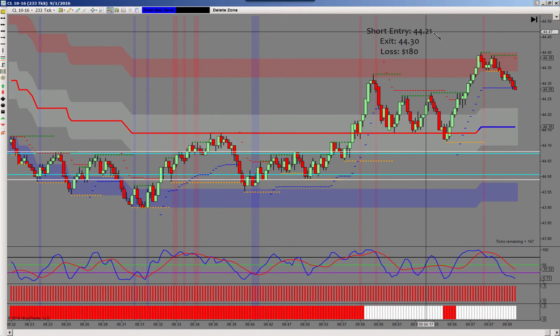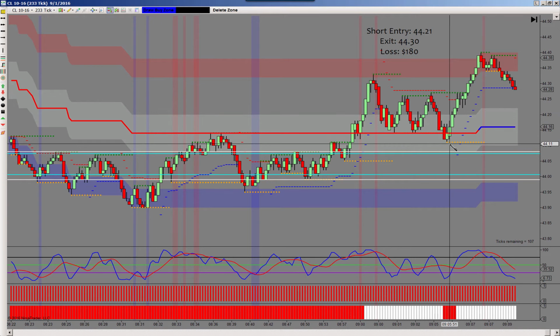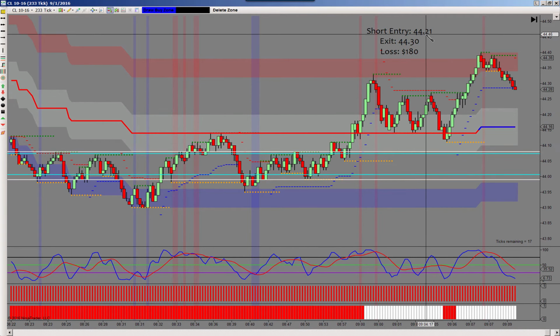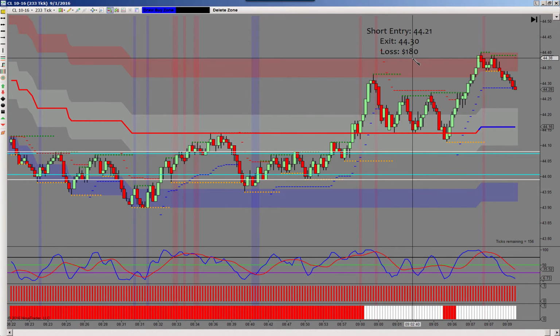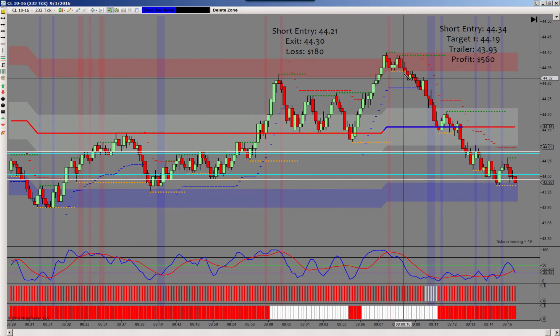I got short here at 44.21. I was able to move my stop on this down move, and so instead of a 15 tick loss, I took a 9 tick loss. There's a $180 loss. Shortly thereafter, oil rallies up quickly and puts in a money pattern.